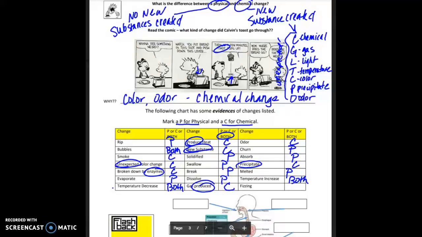Fizzing. Fizzing is another one of those that could be both, depending on what causes the fizzing. Just like the production of gas, if it's two liquids that don't have any sort of carbonation in them, then you might expect a chemical change. If you pour a soda into ice, you're going to get fizzing, but you're just releasing the carbon dioxide that was already in the carbonation that was already in the soda.